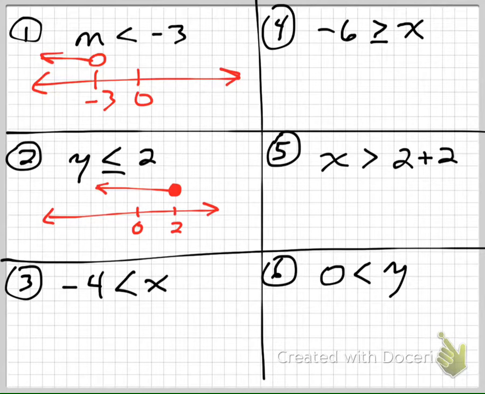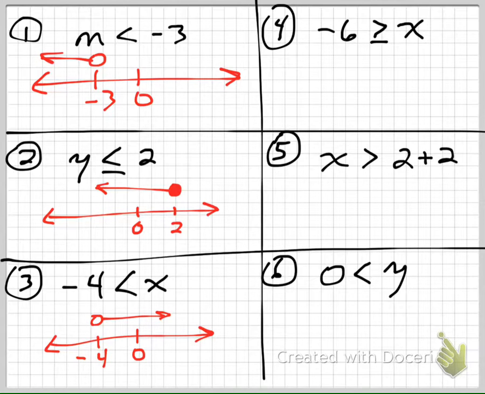Okay, number 3, read this for me, Gigi. X is greater than 4? Nope. X is greater than -4, right? Which way is greater than? Everybody, which way is it? It's to the right. So closed circle? No. Why not? Open, because it doesn't say "or equal to." Is -4 a part of the solution? No.